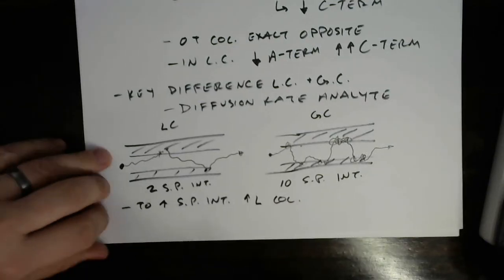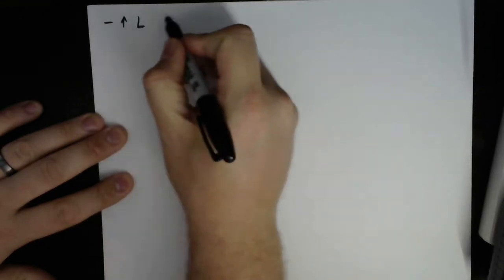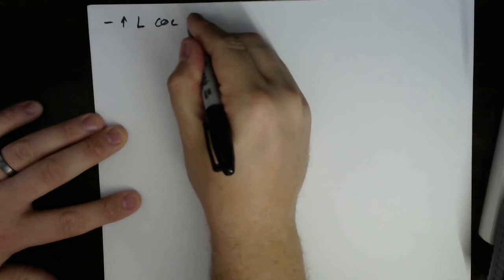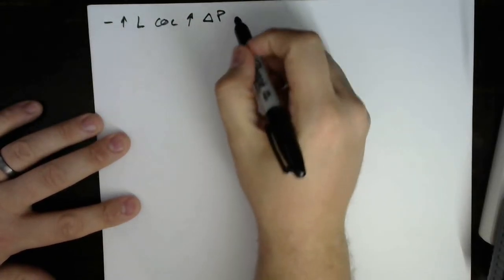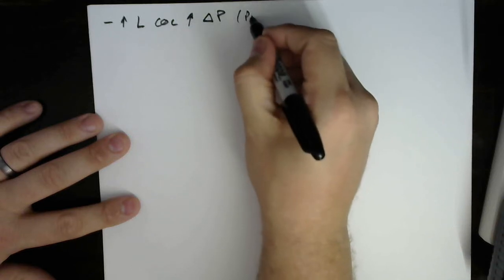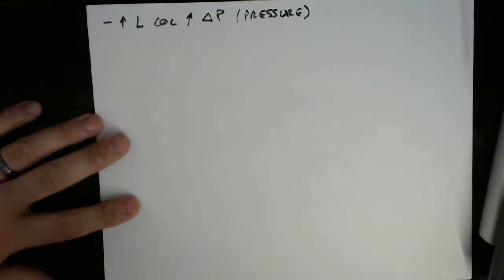The thing we have to remember, though, is that increasing the length of the column also increases proportionally the delta P, the pressure needed, just to remind you, the pressure needed to flow through that column.